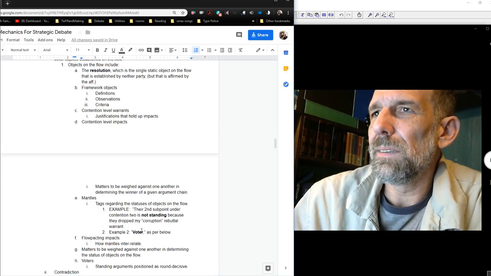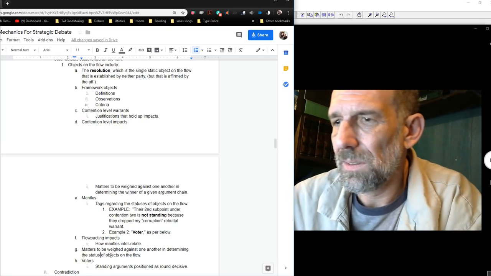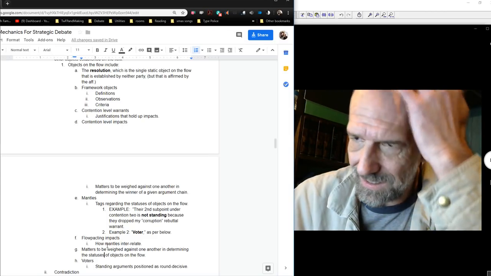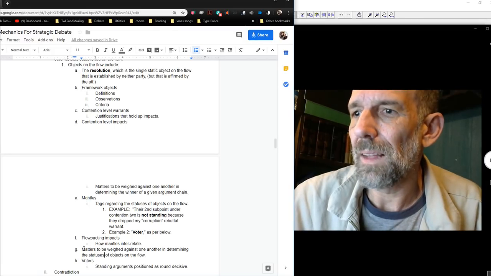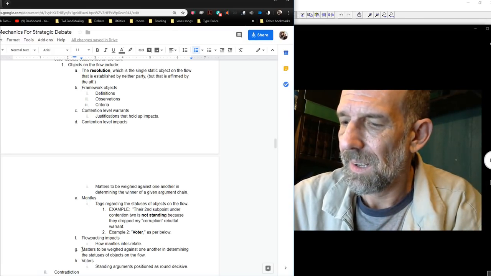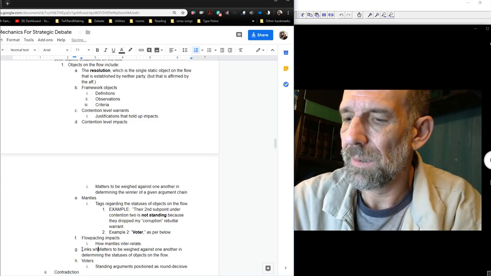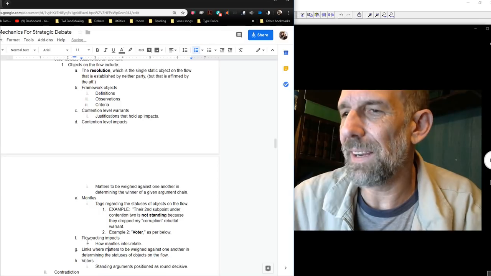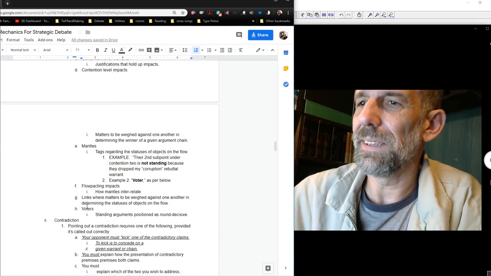Matters to be weighed against one another in determining the statuses of objects on the flow. What does that mean? I don't know why that's there. Okay, so I guess this is actually a good point. It's basically like links, you know, links where. Yeah, that's very meta understanding of things. I shouldn't even really put that there.